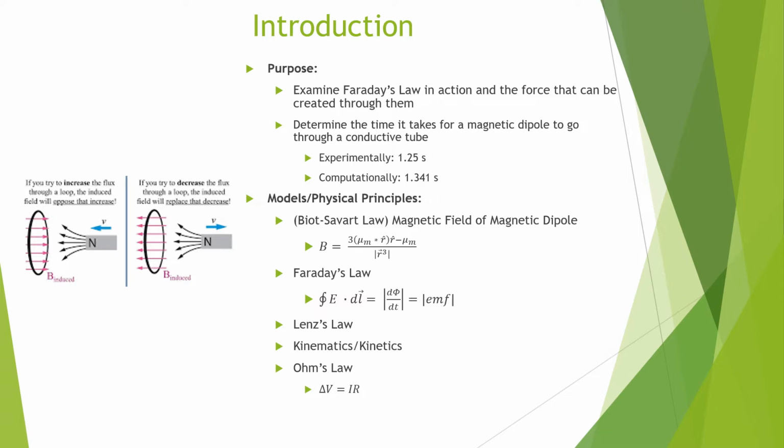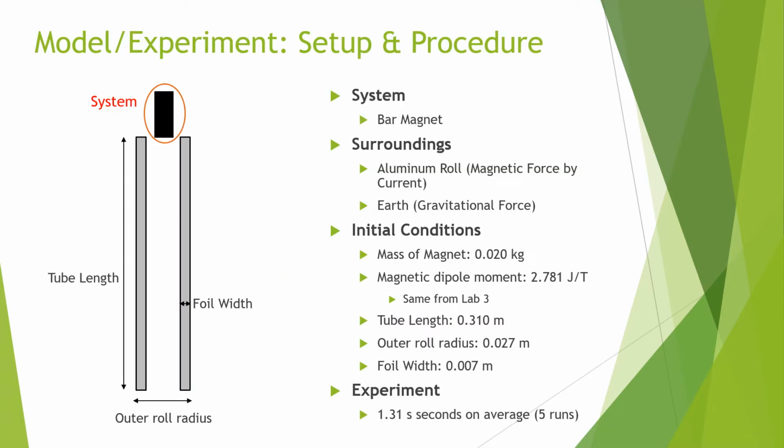Some physical principles we use throughout the lab include the Biot-Savart law, which basically allows us to compute the magnetic field of a magnetic dipole in any position; Faraday's law, which equates EMF to the change in flux over time; Lenz's law, which the diagram shows to the left, that the induced magnetic field will oppose the increase or decrease in flux; some basic kinematic and kinetics formulas; and Ohm's law, which equates the potential difference to the current times resistance. And now on to the actual experiment.